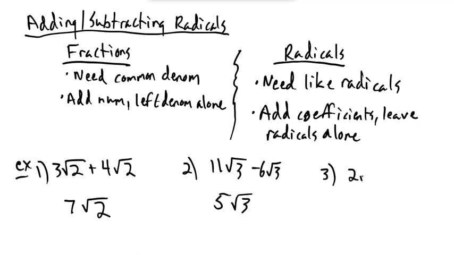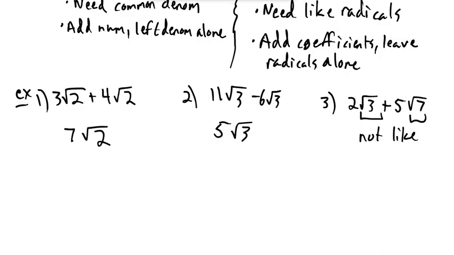One more. Let's say you have 2 root 3 plus 5 root 7. How do we add or subtract these? Well, we need like radicals. Are the numbers inside the radicals the same? They are not. These two are not like, meaning that we can't simplify this. That is our answer, 2 root 3 plus 5 root 7. Alright, so that's adding and subtracting at the most basic. Let's talk about what happens if we don't have a like radical.